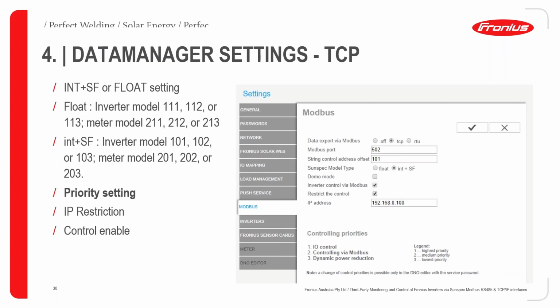Settings and how to set the data managers for the actual Modbus integration. As we said previously, we look at TCP/IP and RTU RS485. With TCP/IP, the window looks something like that. You need to choose data export, how you're going to go with your model. At the moment, you chose TCP, Modbus port 502 is by default, string control address, not important at this point.